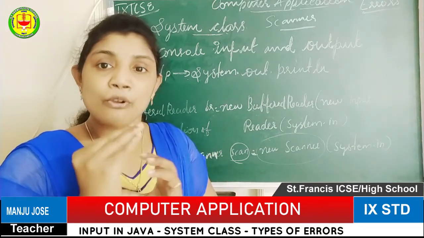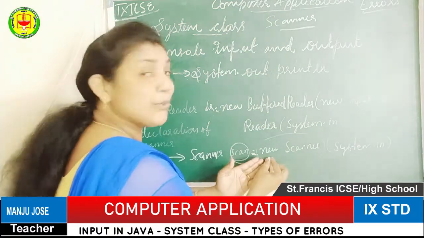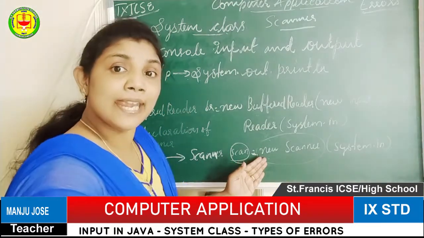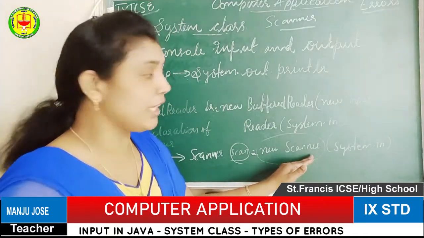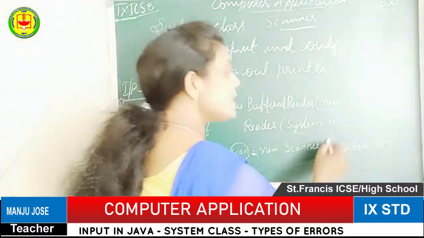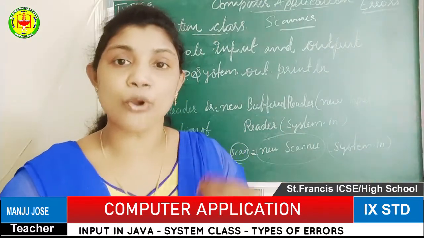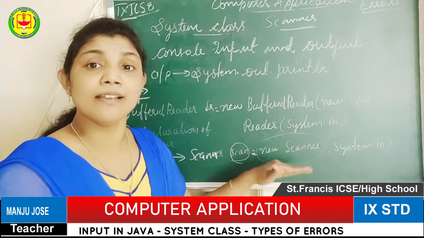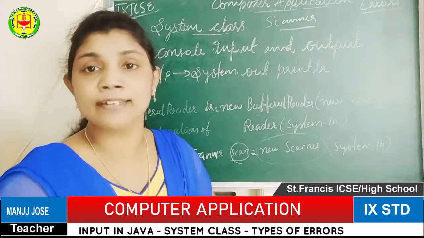Okay, so for allocating memory for the given variable, we are using the new command. New creates a new space for the variable, and Scanner is for inputting, with System.in. So this is the input command. System.in means console input. So this is one type of input statement which we use while writing Java programs.